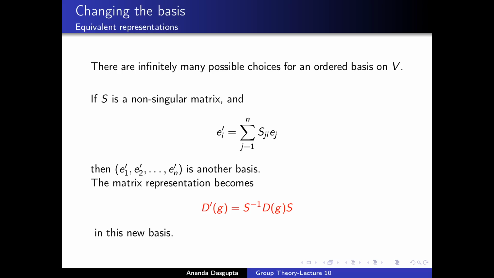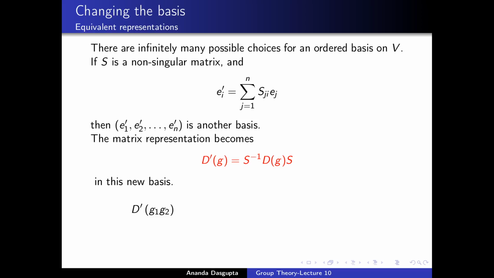Now, just to quickly check whether this really is a representation, what we need to do is check what happens to D prime g1 g2. Of course, this check is really unnecessary because we already know that this has to be a matrix representation. After all, we have just followed the standard rules of formulating a matrix representation from a given linear representation. The only thing we have done is we have used a different basis. But still, let's check directly whether that's right.